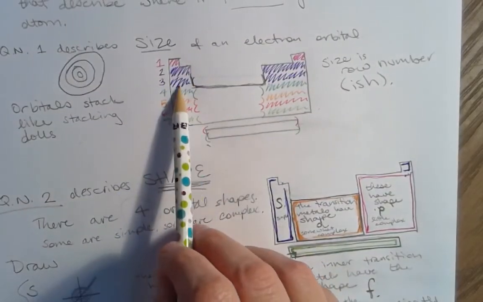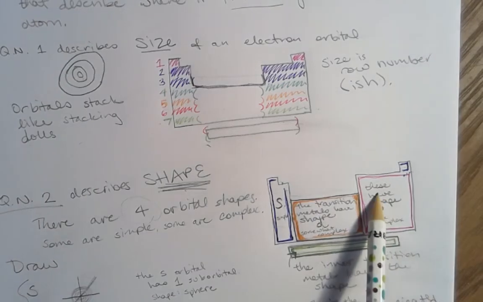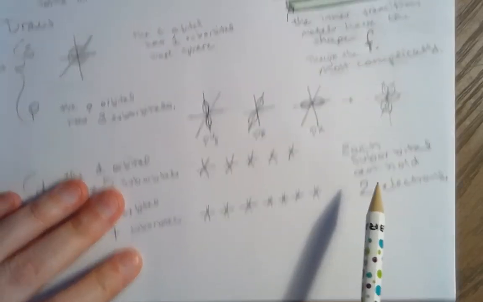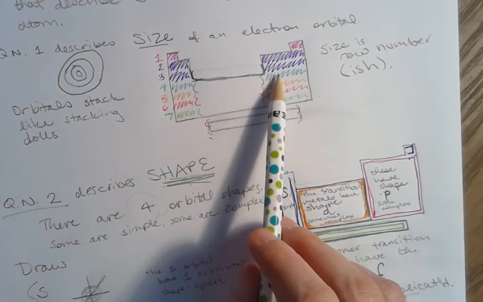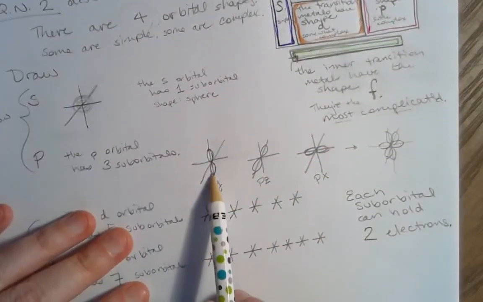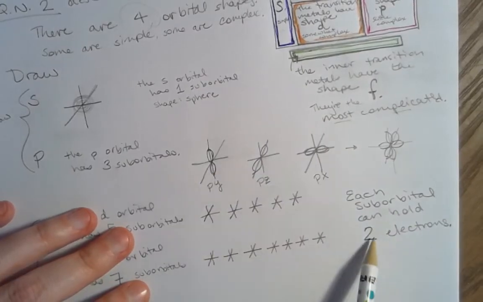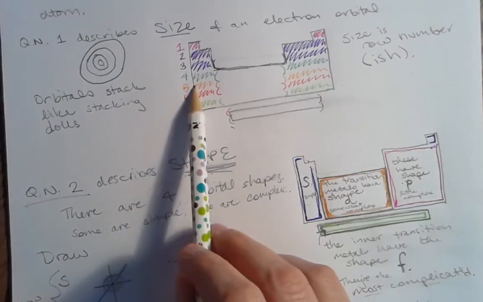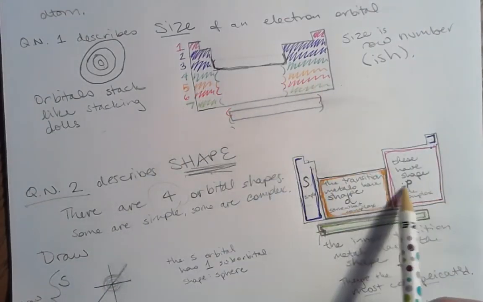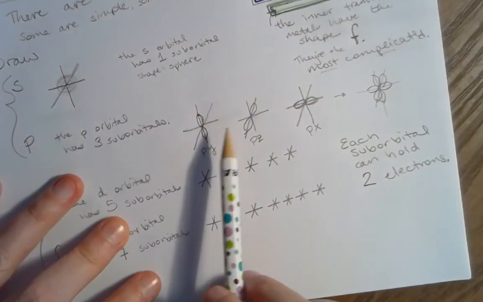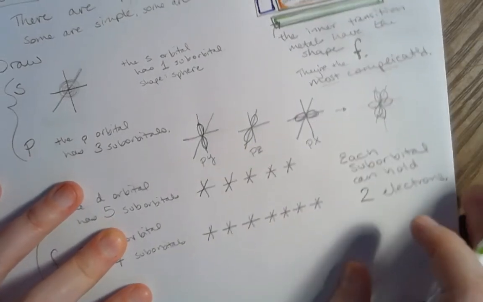Your size 3 shape p's. 1, 2, 3, 4, 5, 6. The 3 suborbitals hold 6 electrons. Size 4, shape p. Those 6 elements make sense. These 3 suborbitals can hold 6 electrons total. Your size 5, shape p. There's 6 elements there. 1, 2, 3, 4, 5, 6.